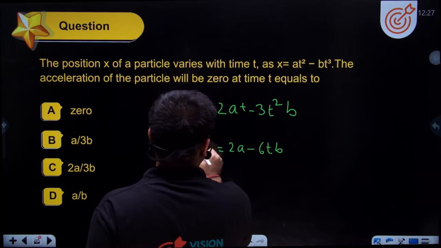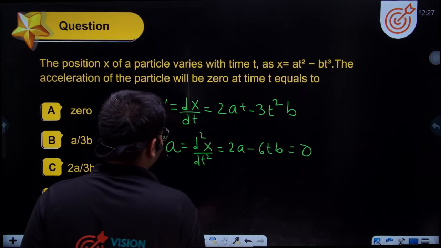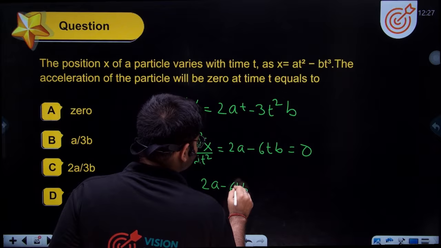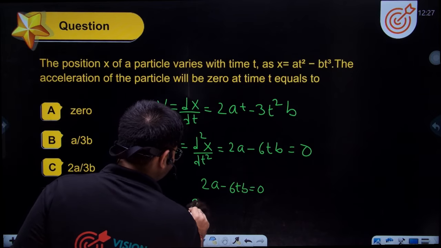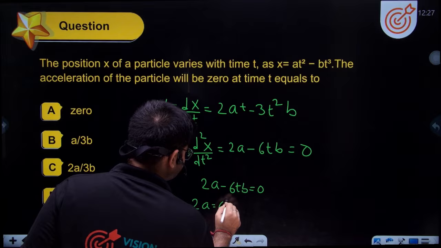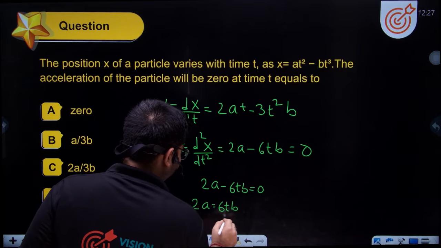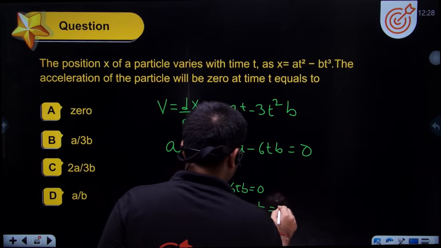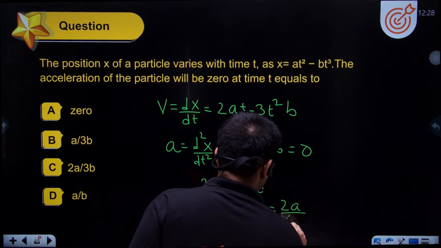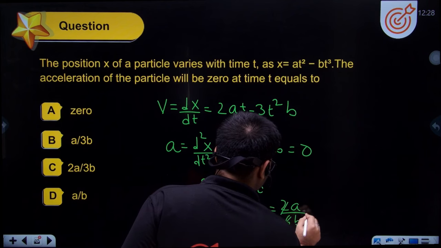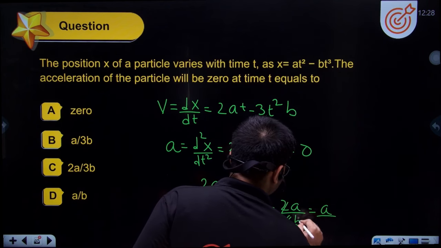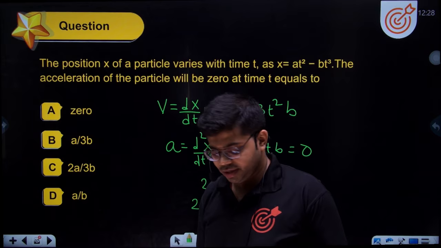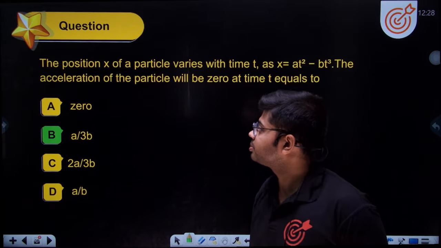Now this equals 0 because they are saying that the acceleration of the particle will be 0. So this entire term I can write to be 0. Okay. So it becomes 2a minus 6tb is equal to 0. Then 2a is equal to 6tb. So from here we can say that time t is nothing but 2a by 6b. That means it is nothing but a by 3b. So our option is a by 3b, option B.